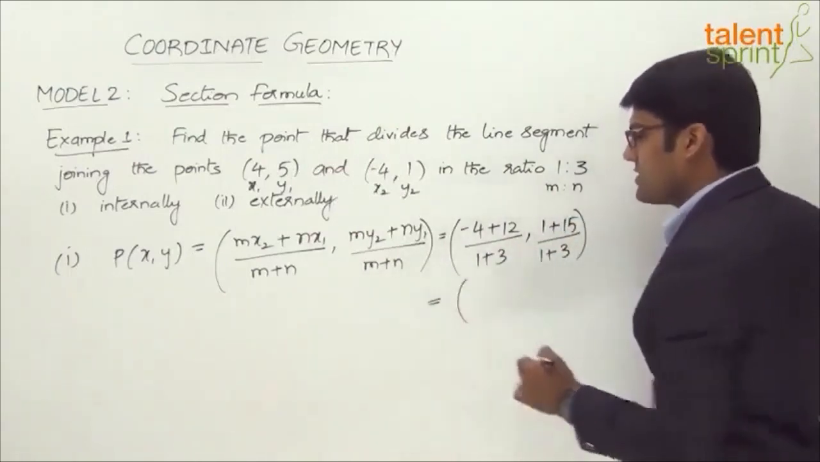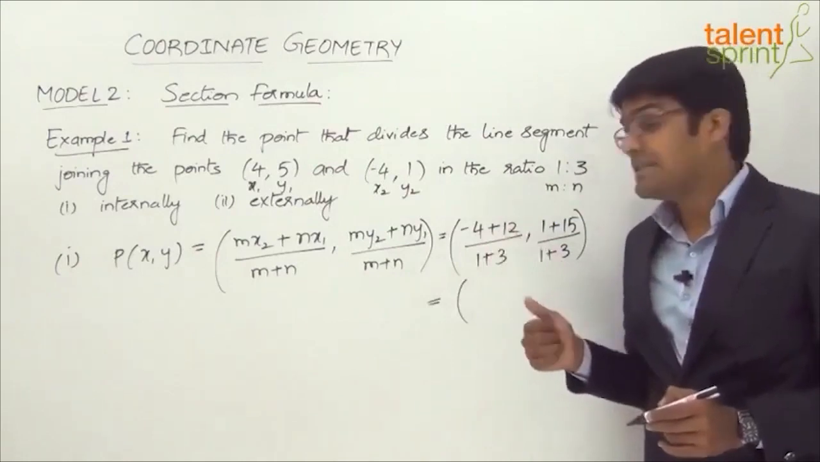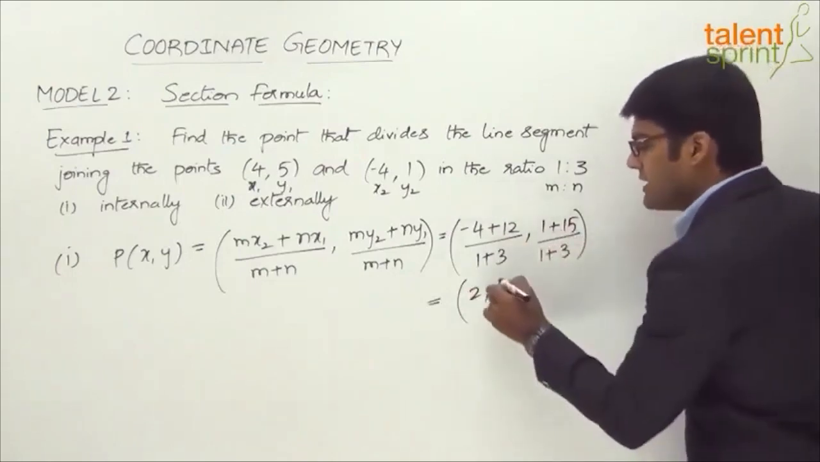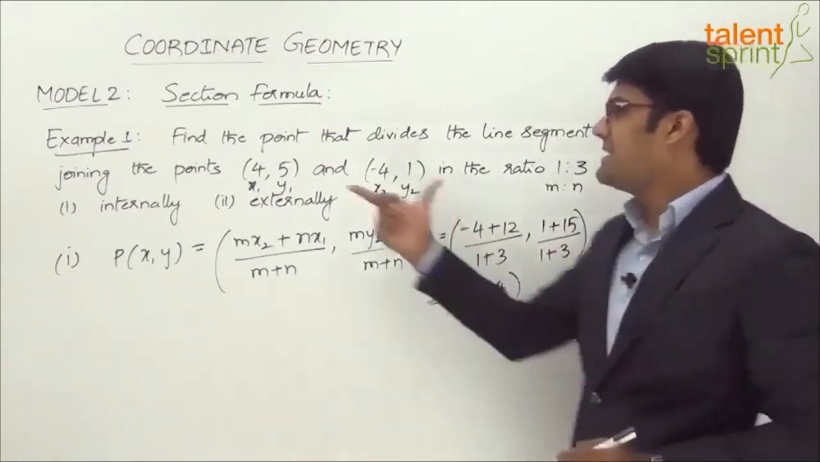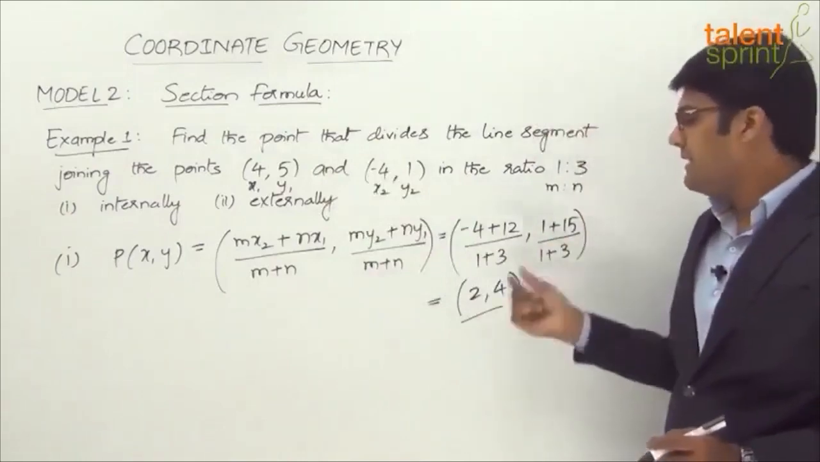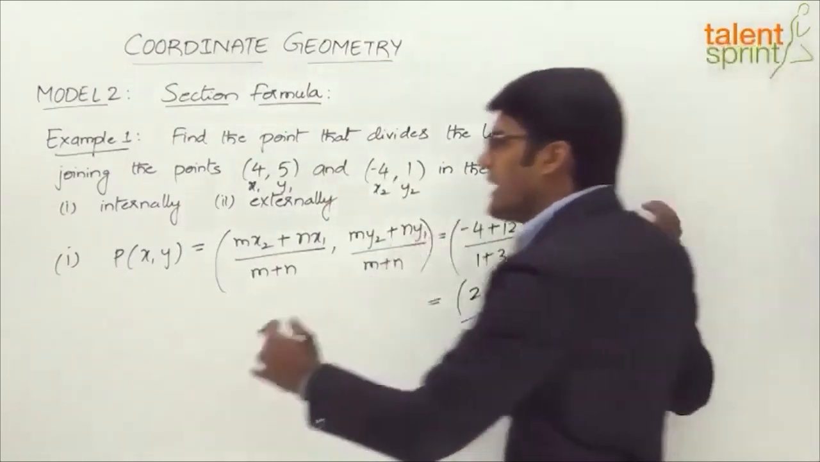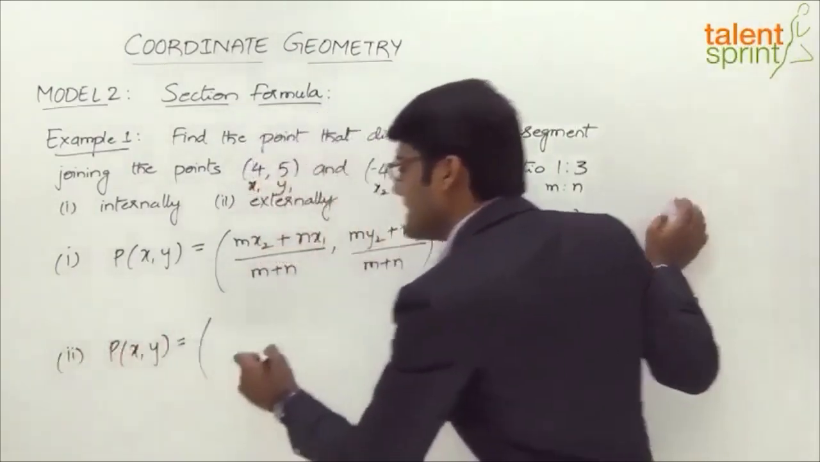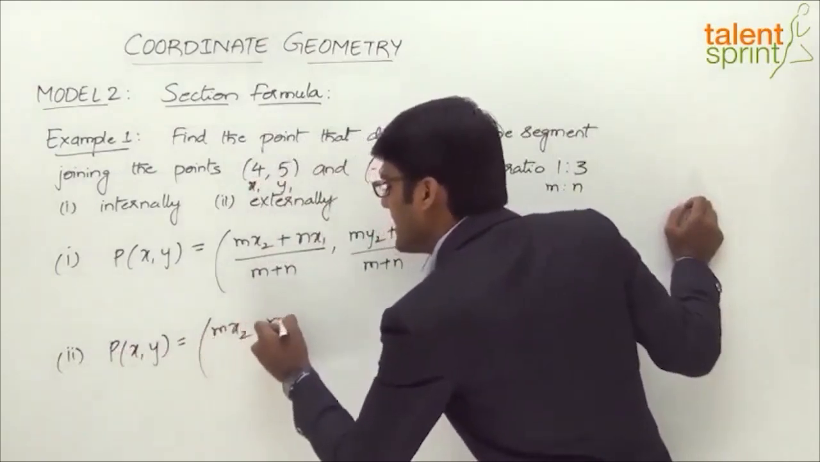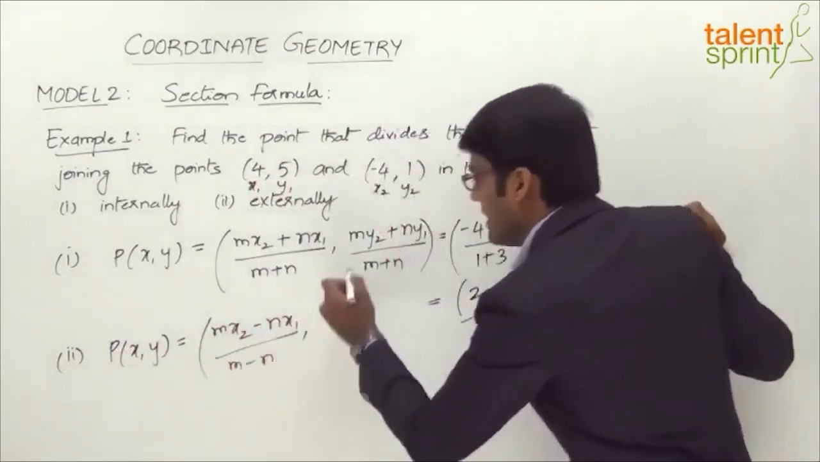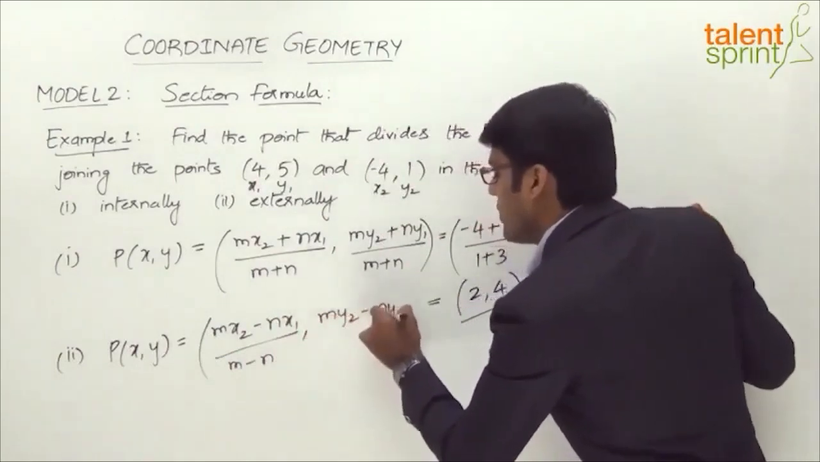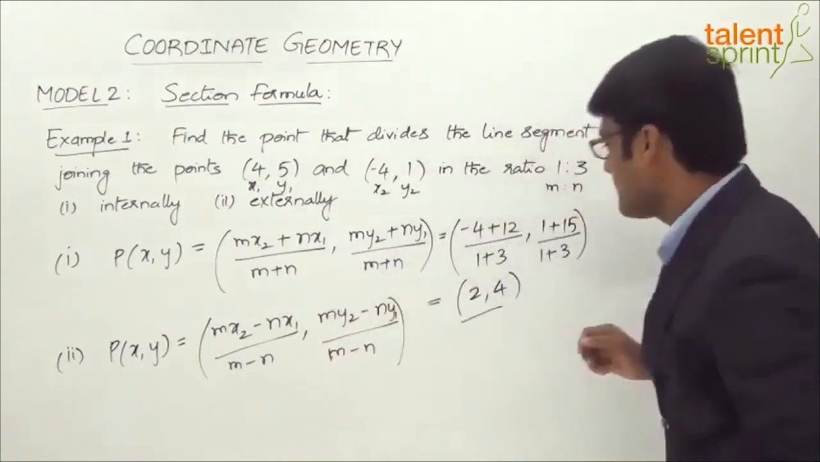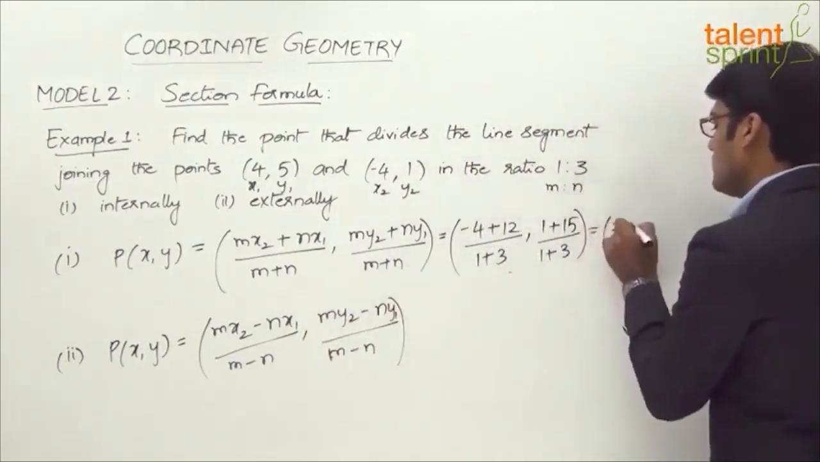Now what do we get on simplification? Minus 4 plus 12 is 8, 8 by 4 is 2, and 1 plus 15 is 16, 16 by 4 is 4. So the point that divides this line segment in the ratio 1 is to 3 internally is 2, 4. And let's now look at the point which divides it externally, right? What is the formula? The point can be taken as mx2 minus nx1 divided by m minus n, and my2 minus ny1 divided by m minus n. So I think let me just put it here. This can be taken as 2, 4.